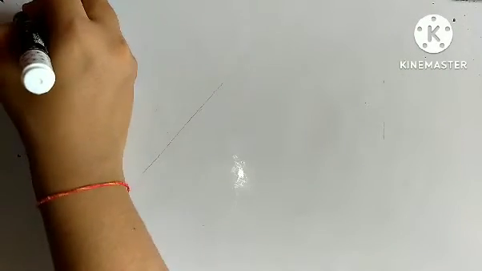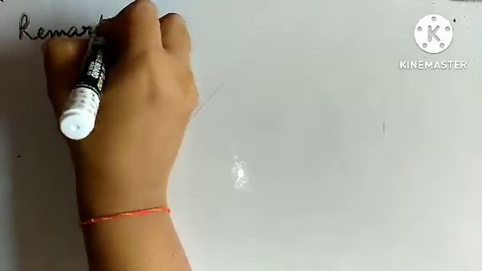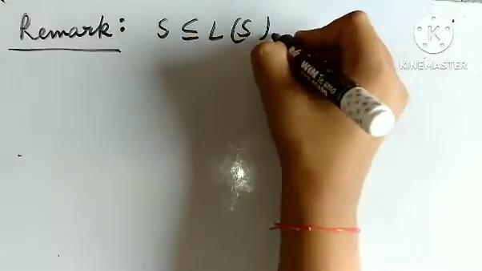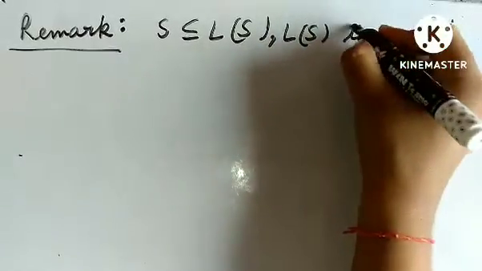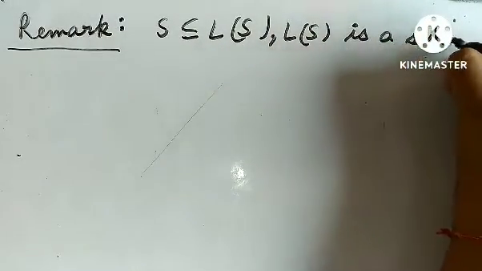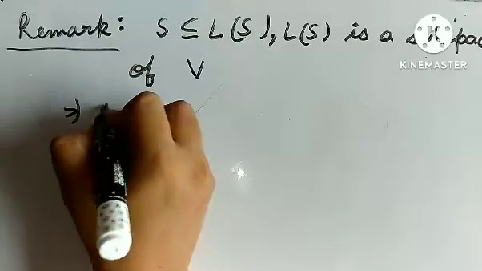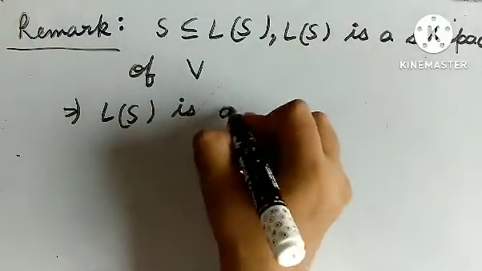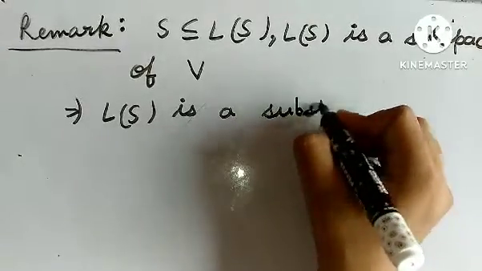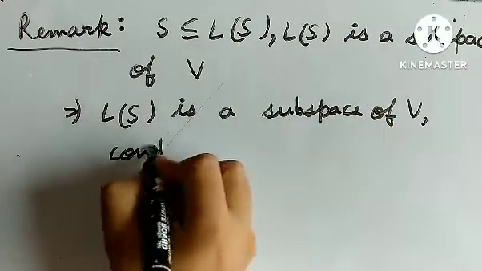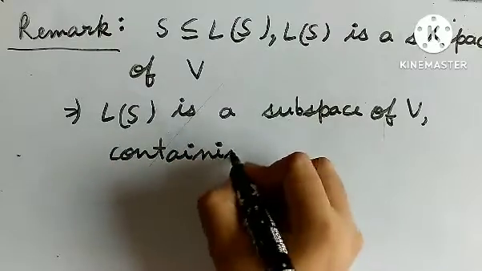In this we will study a remark. Remark: S is a subset of L(S) and L(S) is a subspace of V. This implies that L(S) is a subspace of V containing S.